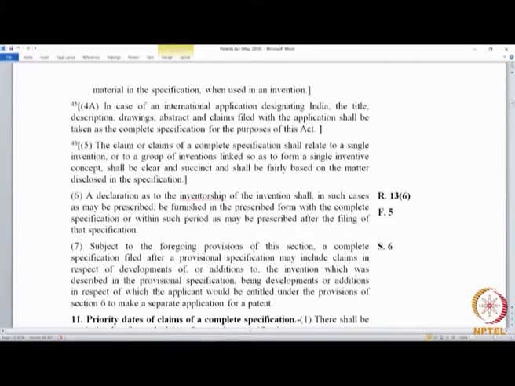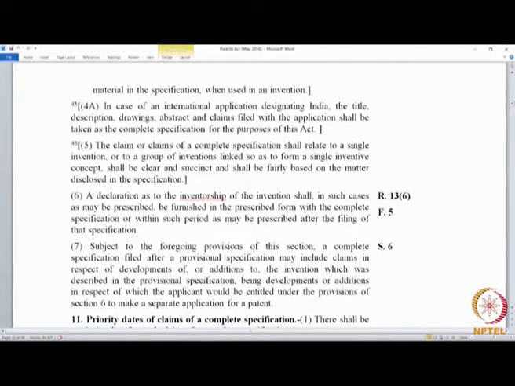Subsection 5 of 10 states that the claim or claims of a complete specification shall relate to a single invention. We had seen this in section 7, that there is a cross reference to section 7 which tells us that an application can be only for a single invention. So, there can only be one invention. So, this reiterates that the claim or the group of claims shall relate to a single invention or a group of inventions linked so as to form a single inventive concept. So, this is called the unity of invention.